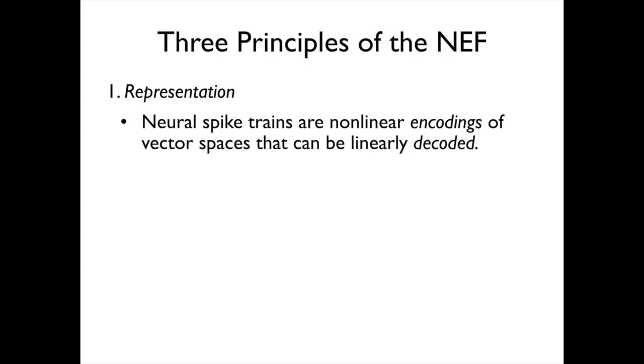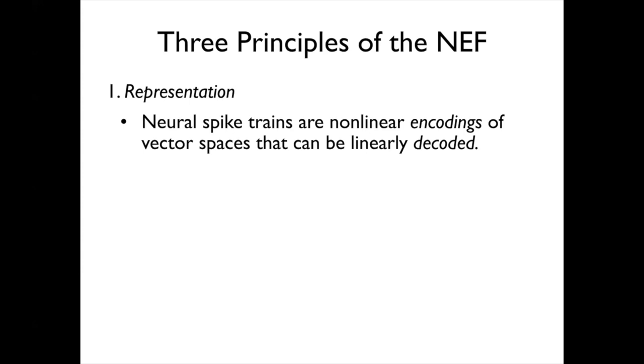So in short, neural spike trains, those things that we've been introduced to, these are generated by neurons in the brain. We think of those as some kind of nonlinear encoding of a vector space, and we think that that vector space can be linearly decoded. So what do we mean by a vector space? Well, that's really just an input of some kind. So a vector space could be an object moving around in the environment. Its XY position, that's a vector, a 2-dimensional vector space.